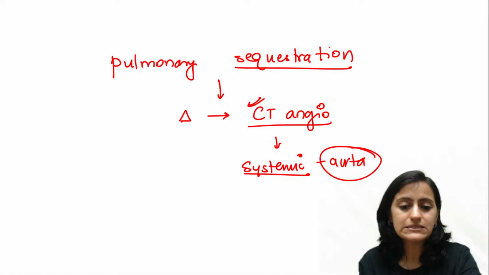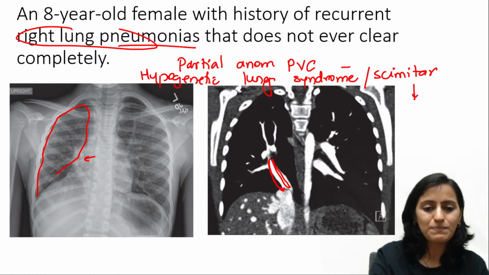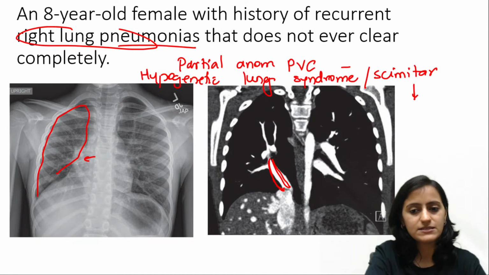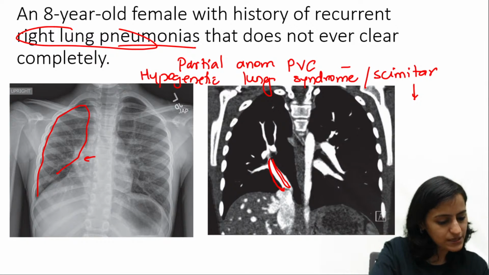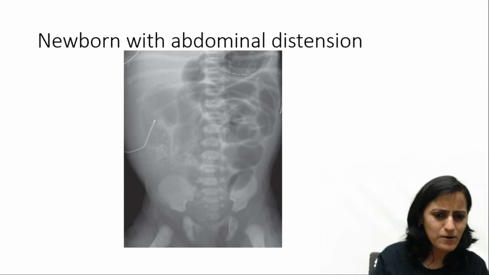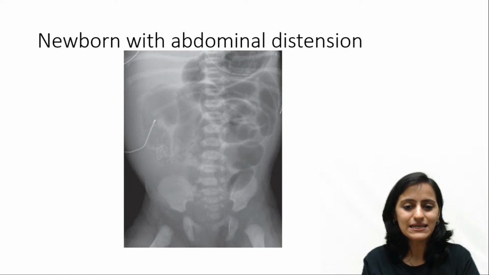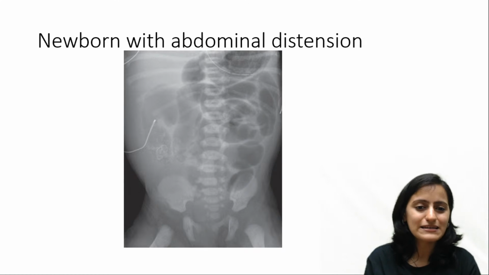So remember, this is your Shimitar syndrome, partial anomalous pulmonary venous connection. Let's go to the next one now. Okay, let's go to the next one. Okay, this might be a bit tricky. Let us see if you can identify this.